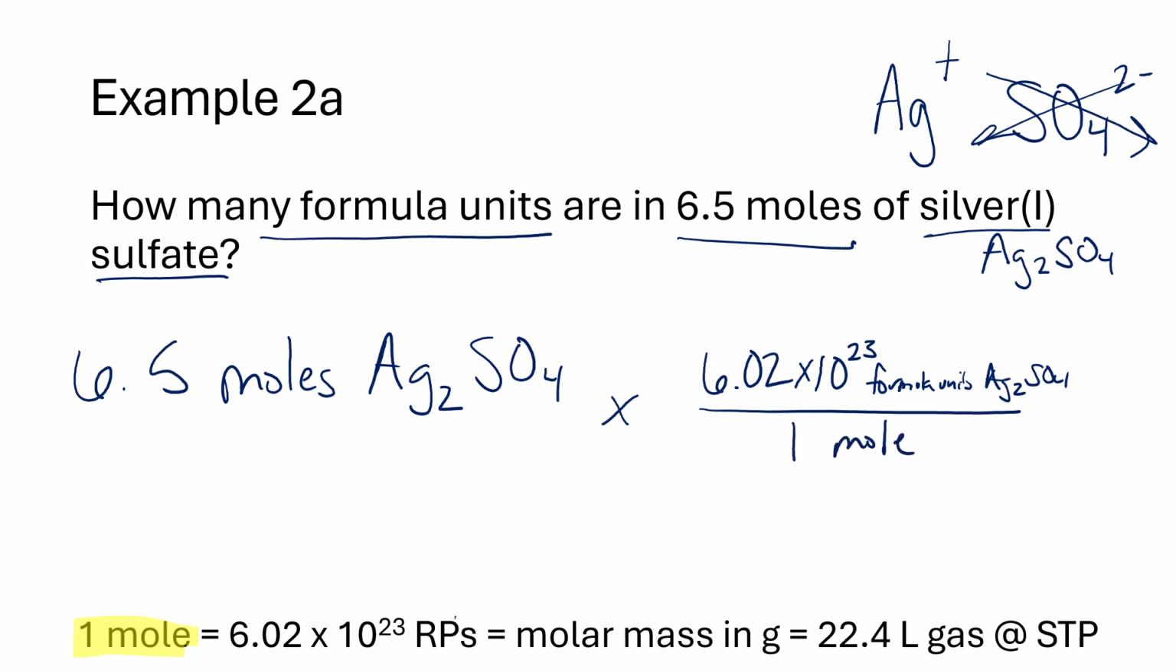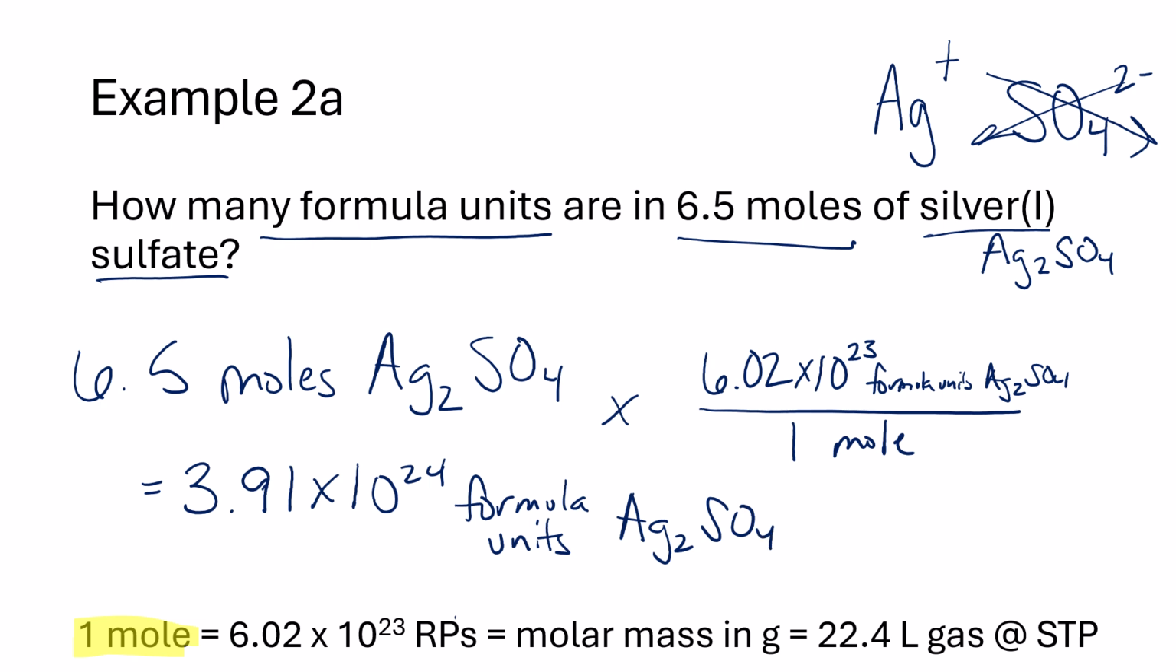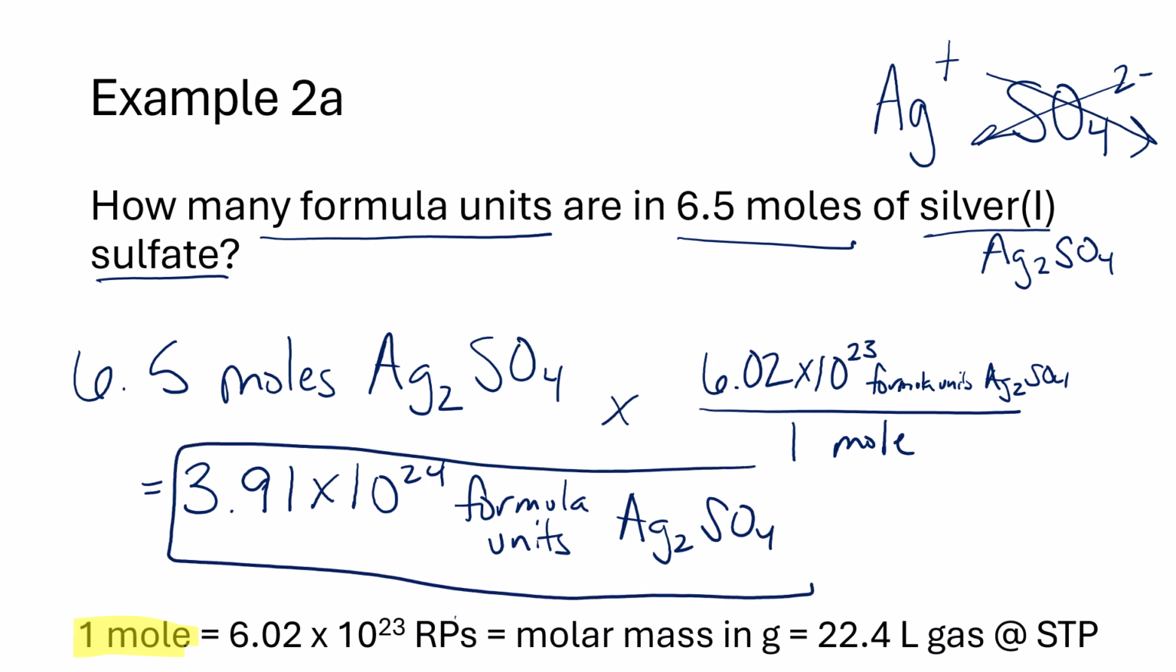That is the conversion. If you plug in a number times a very large number, it should end up being a very large number. So if you did this in your calculator incorrectly, that could tell us, okay, let's go back and check, but you should be getting a larger number. And I got 3.91 times 10 to the 24 formula units.